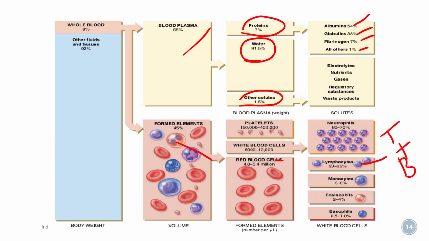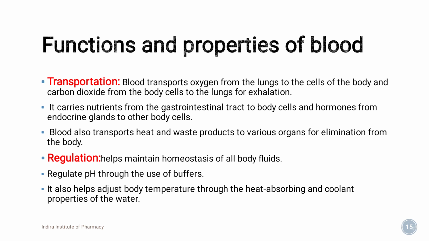And then we have red blood cells, which give a red color to the blood. So now we'll see the functions and properties of blood. The first important function is that it acts as a transport system. Now how it acts as a transport system, you already know that it carries oxygen from the lungs to cells of the body, and carbon dioxide from the body cells to the lungs for exhalation.